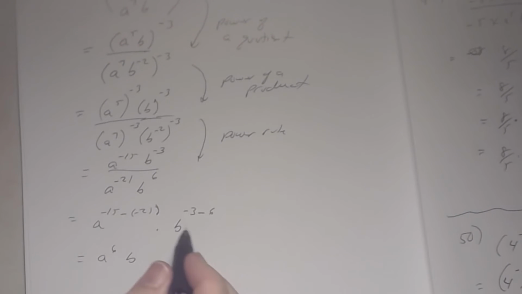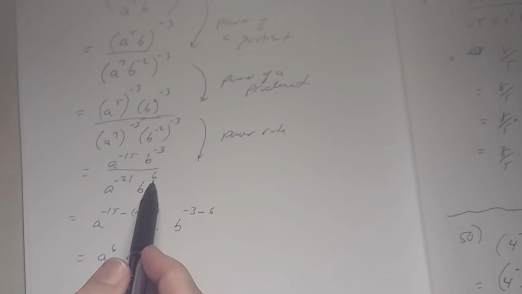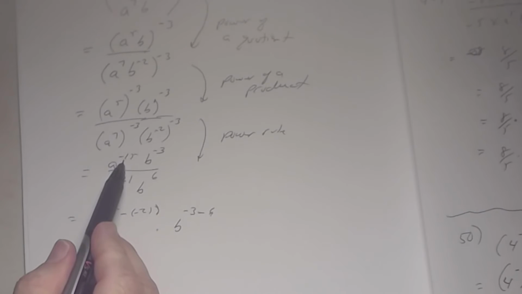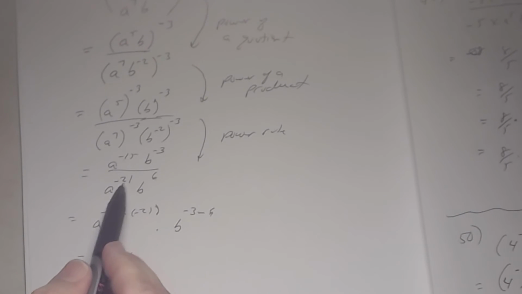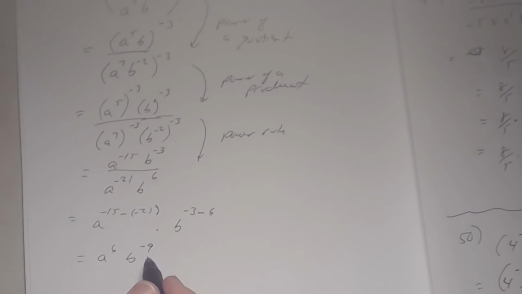No, not B to the third. Negative 3 subtract 6 is what? Negative 9. Because you subtract the exponent from the denominator. What's the exponent in the denominator? 6. So it's the top exponent subtract the bottom exponent. The bottom exponent is 6. Just like we did here. Negative 15 subtract a what? Negative 21. Negative 3 subtract a what? 6. But negative 3 subtract 6 is a negative 9.